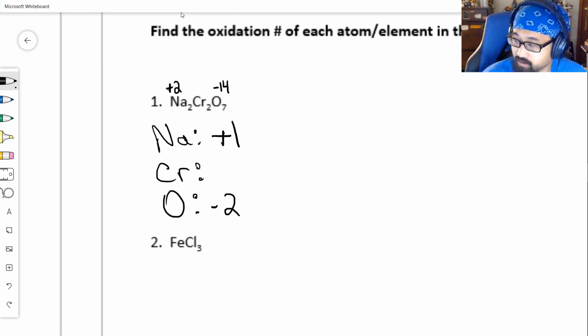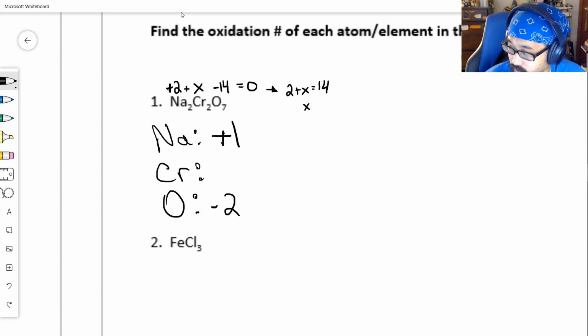All of these charges have to add up to equal 0. So I don't know what Cr is, so I'm just going to call it X. But I know that +2 plus X minus 14 has to equal 0. Let me add 14 to both sides. So I have 2 plus X equals 14. Then subtract 2, so X equals 12. So the total charge on all of my Crs is 12.